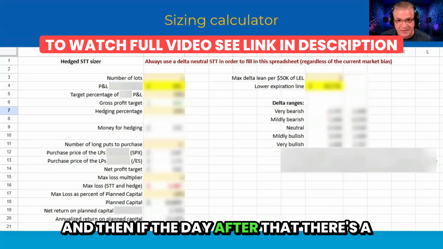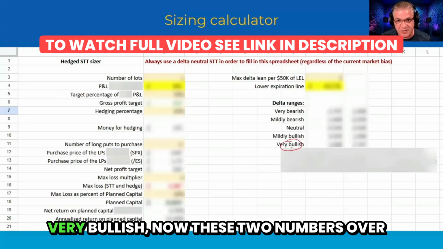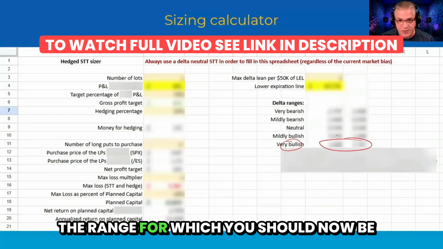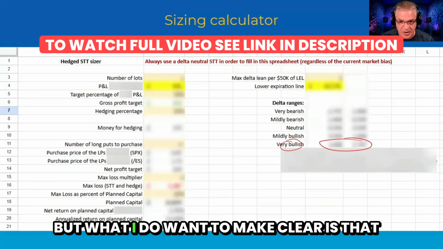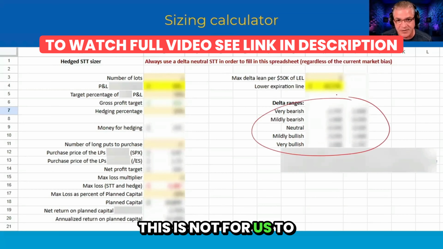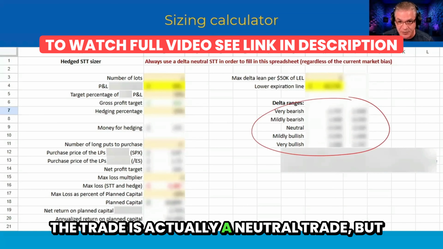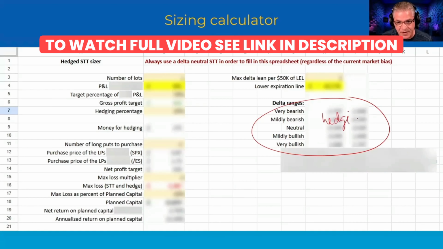And then if the day after that there's a huge bullish move up, and the market condition now flips over to very bullish, now these 2 numbers over here are going to give you the range for which you should now be leaning slightly positive delta, right? But what I do want to make clear is that this is not for us to consider our trade to be a directional trade. The trade is actually a neutral trade, but what this is is a form of hedging.